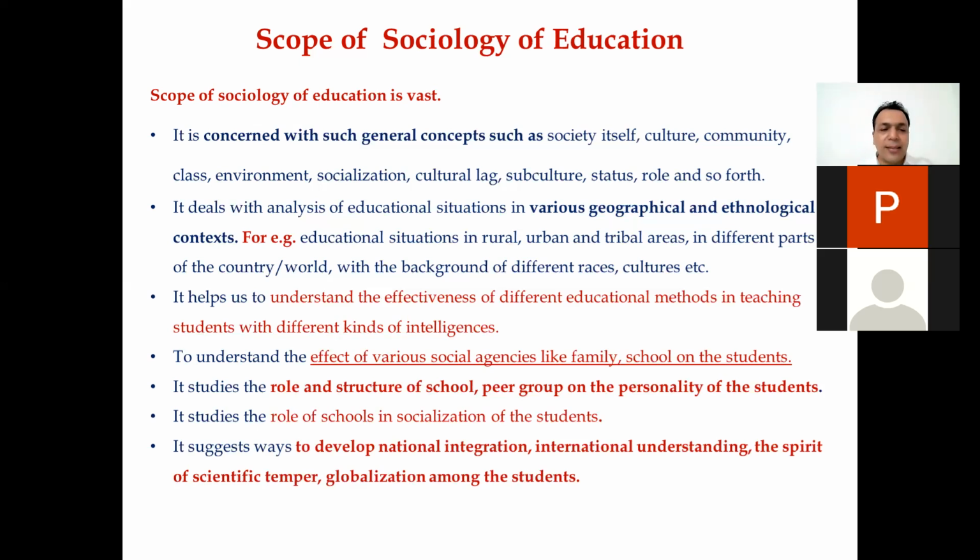Next, it studies the role and structure of school and peer group on the personality of the student, right? And it studies the role of schools in the socialization of the student. It suggests ways to develop national integration, international understanding, a spirit of scientific temper, and globalization among the students. So all these points come under the scope of sociology of education. In simple terms, I just explained to you within a minute what the scope of sociology of education includes.